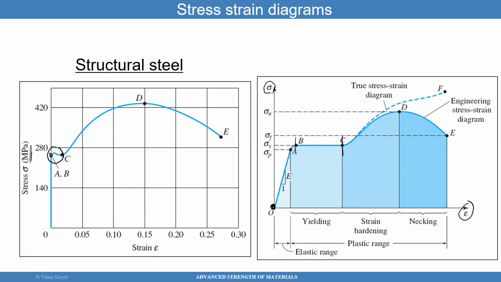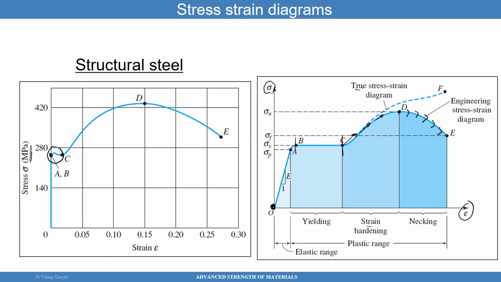Further, as you load up the sample, you start to get some strain hardening. And that means that the stress is increasing with increasing strain. And then from this point downwards, you start to get necking, which is a cross-section that starts to reduce in cross-sectional area. I'll cover the true stress strain curve later, but I wanted to focus on that.